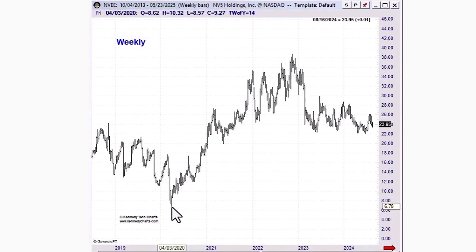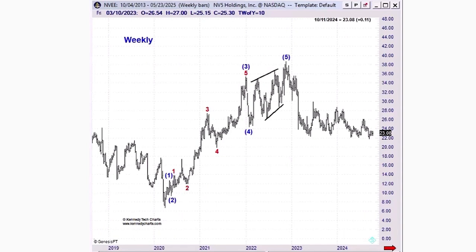Where if you look at the advance here from 6 and change, look what happened during this period of time, up to 35. That's a huge move, okay? But during this period of time, the market really struggled to make new price highs. That tells you something. And then again, look what happened as we moved into that first quarter and into the second quarter of 2023.